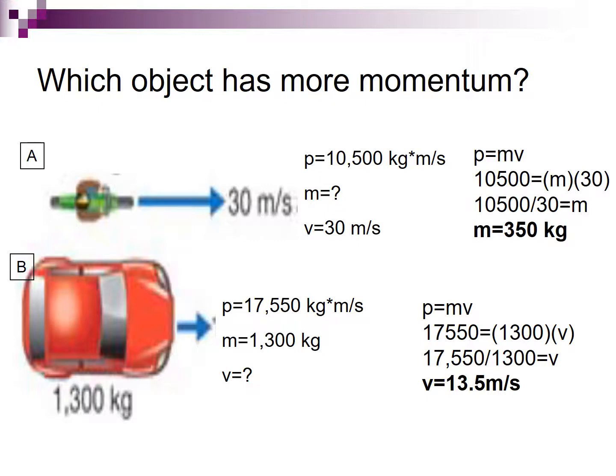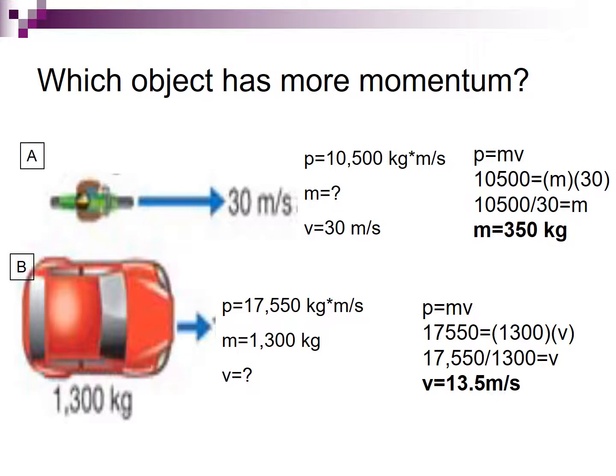Okay, so p equals mv. We plug in p as 10,500 equals m times 30. To get m by itself, I divide both sides by 30, and I get 350 kilograms. That's how much object A is.